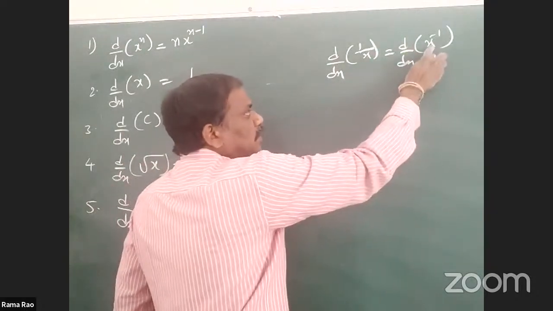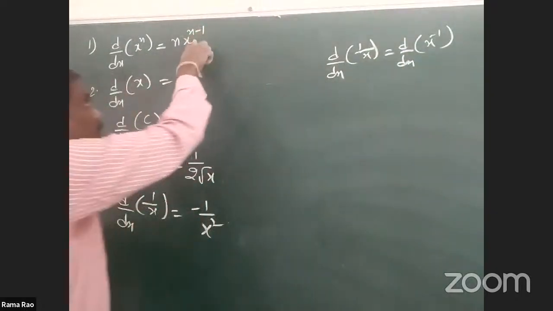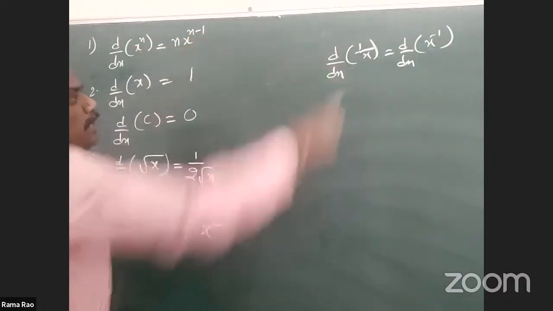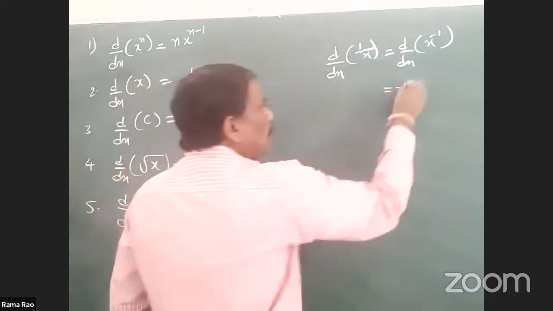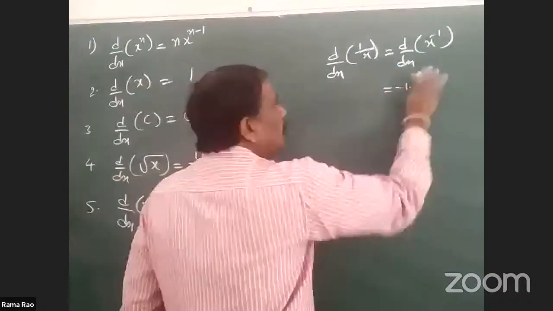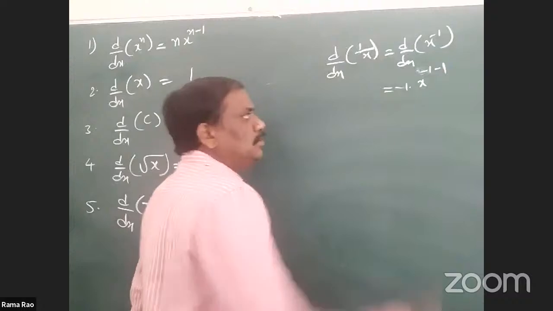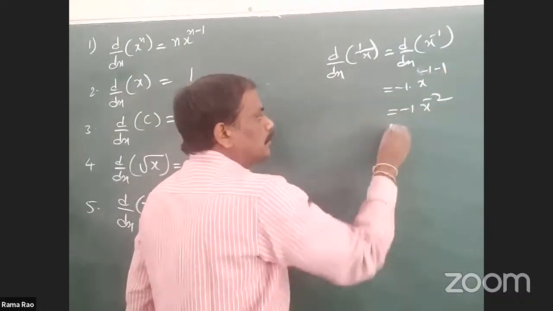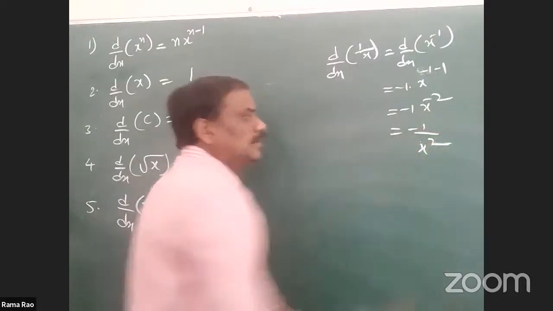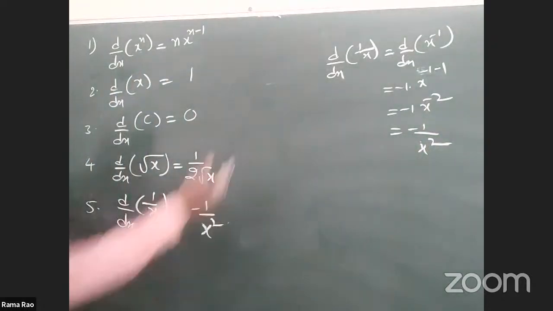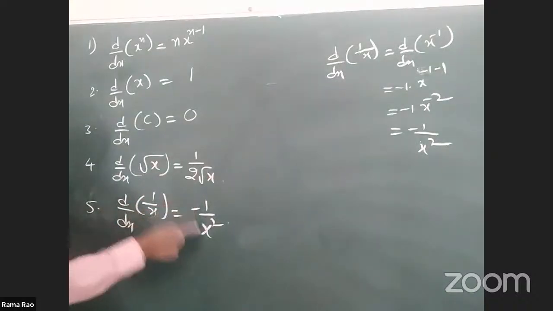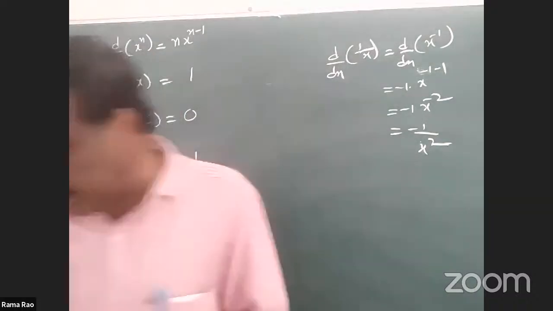Now this is in the form of d by dx of x to the power of n is equal to n into x to the power of n minus 1. That is equal to minus 1 into x to the power of minus 1 minus 1. You can subtract, minus 1 minus 1 is minus 2, so this is minus 1 by x square. That is the solution. We can use this formula also: d by dx of 1 by x is equal to minus 1 by x square.